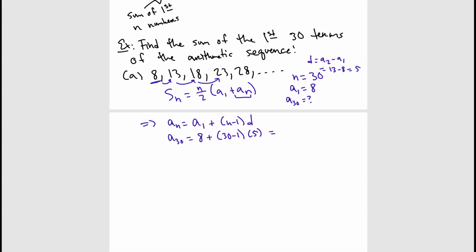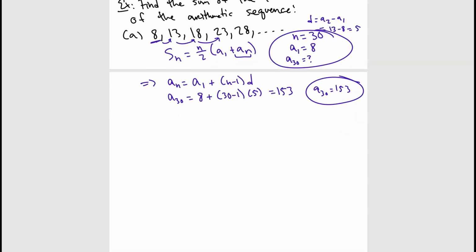So what is the 30th term? Let's plug this into the calculator: 8 plus 29 times 5 gives me 153. So a30 is 153. Now we have all the information we need to find the sum. The sum of the first 30 terms is 30 divided by 2, times a1, which is 8, plus a30, which is 153. Plugging this into the calculator, 30 divided by 2 times 8 plus 153 gives us 2,415. That is my solution.